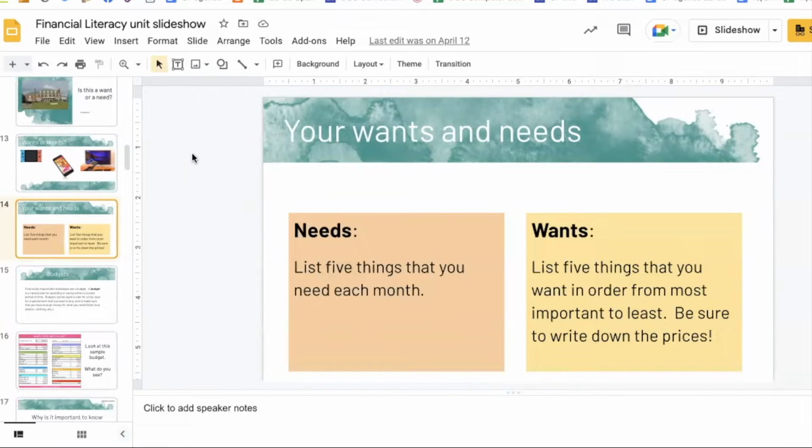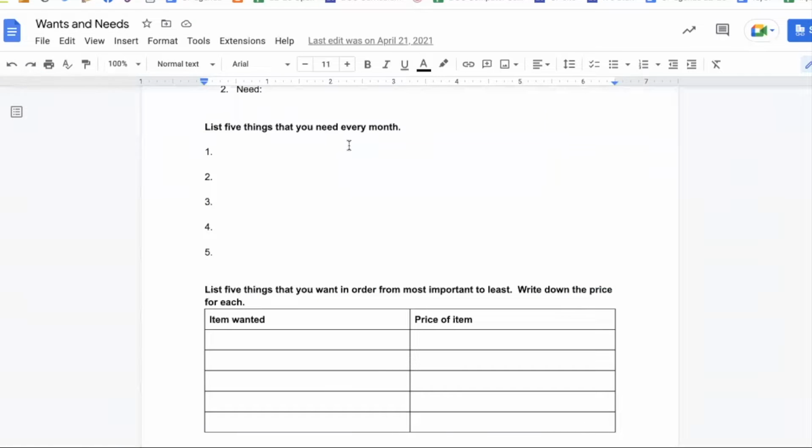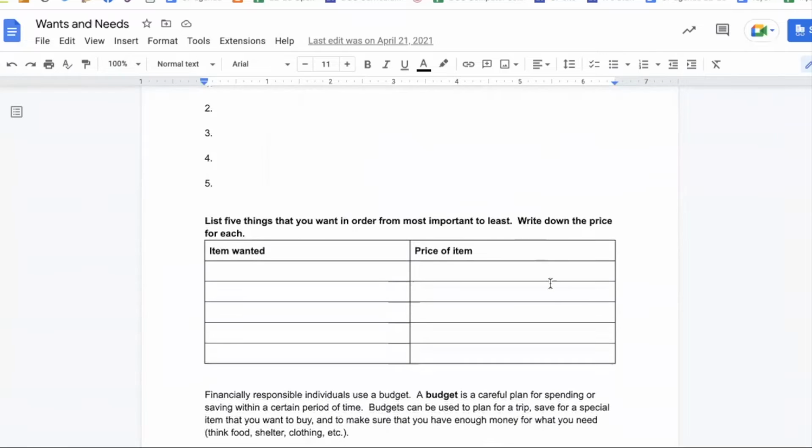Then we have students list 5 things they need every month and 5 things they want. On their worksheet, there's a spot to list the 5 things they need every month, such as food, clothing, shelter. And then there's a section for them to put in the item they want, as well as the price of the item, focusing on most important to least important.